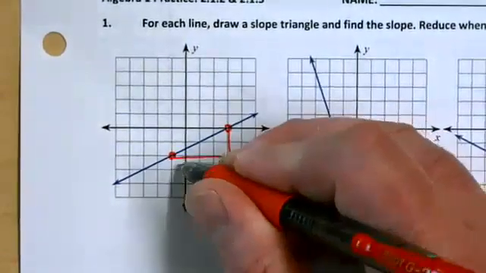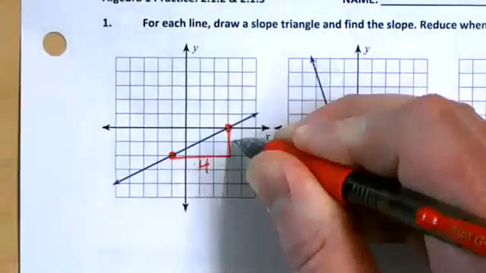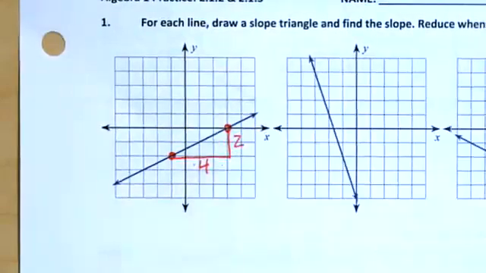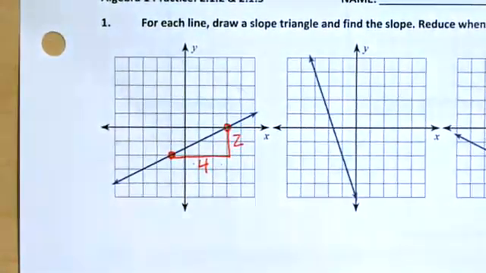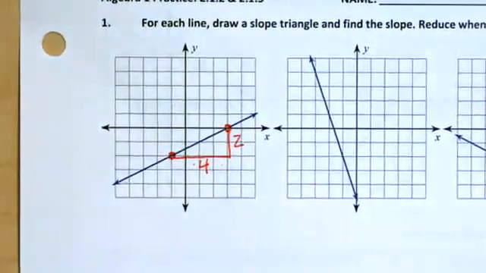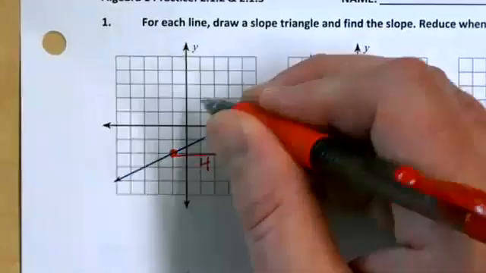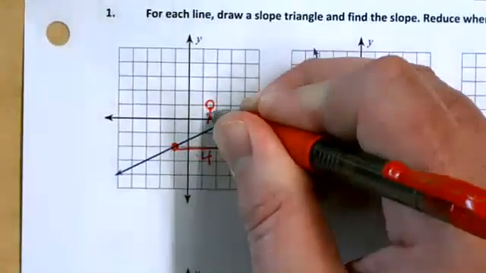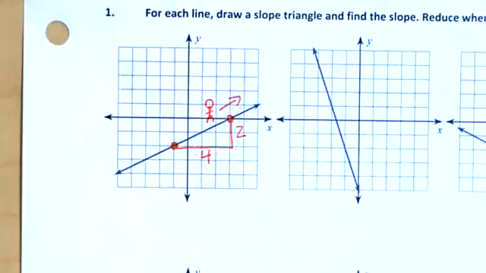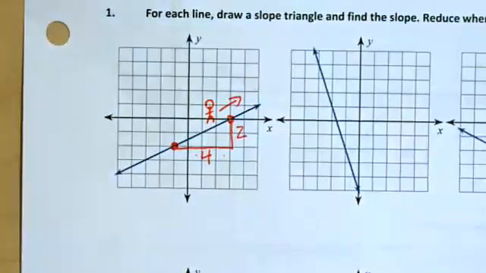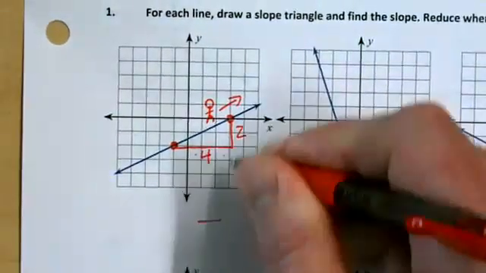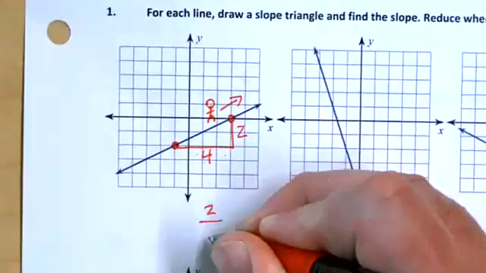All right, and let's count. Across the bottom here, I've got 1, 2, 3, 4. And up the side, I've got 1, 2. And so we're going to do our slope. And I should ask myself, is this a positive or negative slope? It is positive. If I were walking along it from left to right, I'd be going uphill. So that's a positive slope. So let's write our fraction. It's rise over run. So 2 over 4.